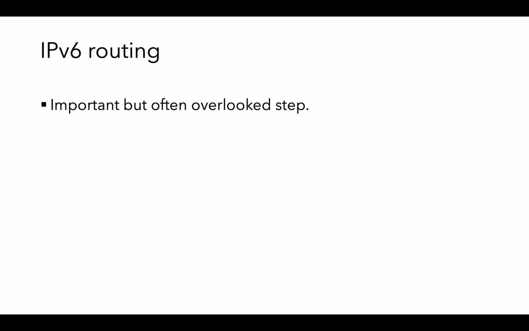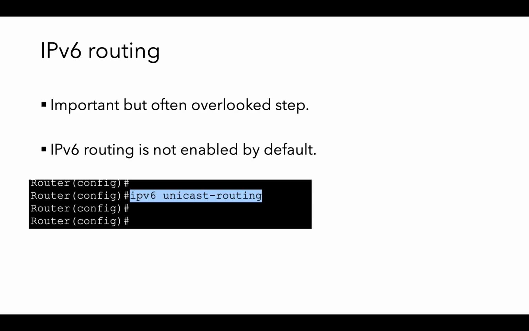Next, we have IPv6 routing. This is an important but often overlooked step when configuring IPv6 on Cisco routers. IPv6 routing needs to be enabled. On Cisco routers, IPv4 is enabled by default, but IPv6 routing is not enabled by default. The solution takes only a single command, IPv6 unicast-routing, which enables IPv6 routing on the router.